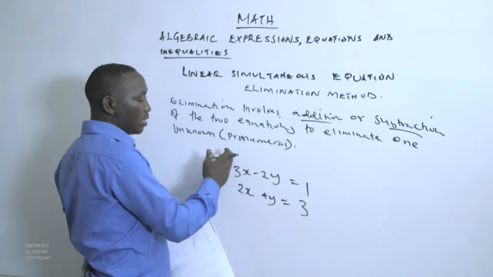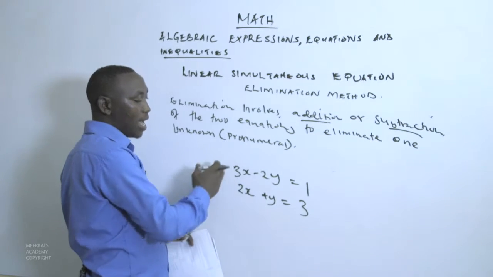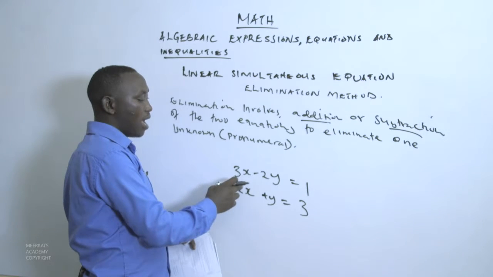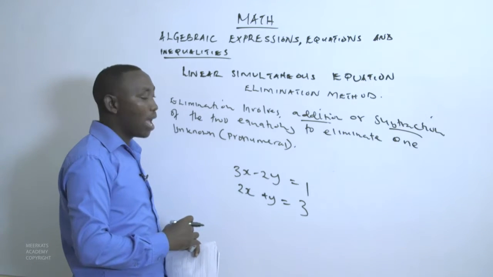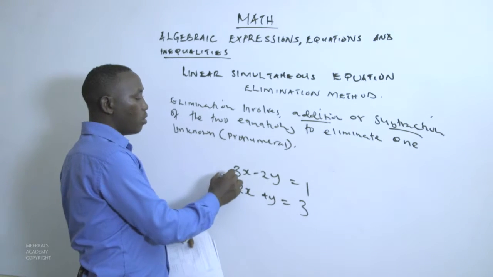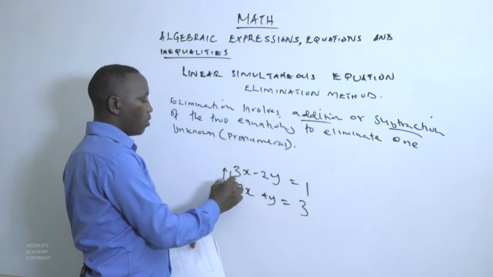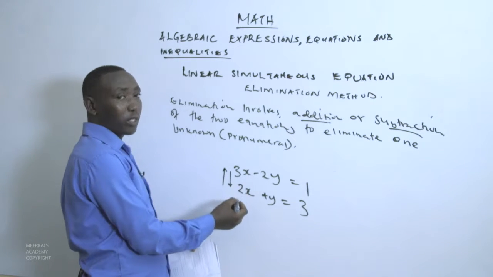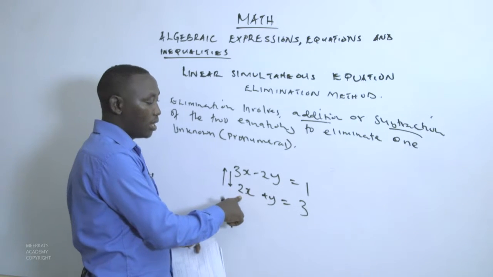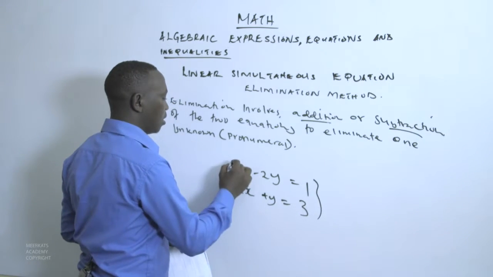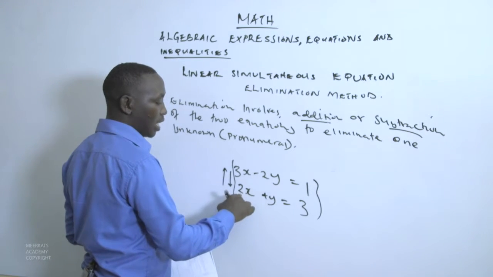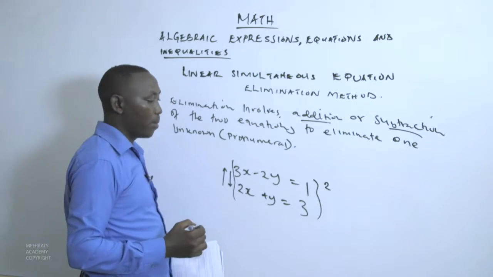So it depends. If you want to eliminate the part with x as a pronumeral, then we need to ensure that the coefficient of x in the two equations is the same. And how can we ensure that? We multiply the first equation with the coefficient of x in the second equation. That means we multiply the first equation with what? The coefficient of x in the second equation, which is 2.